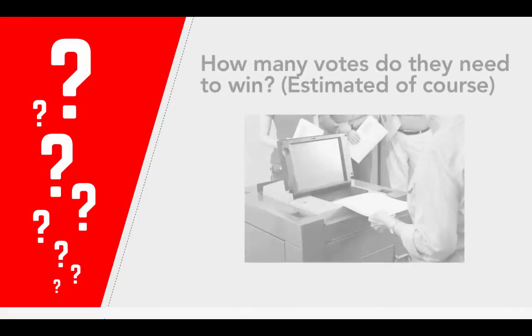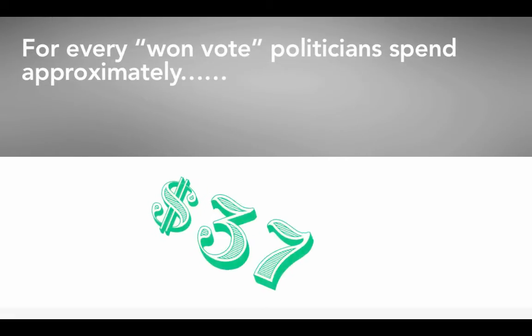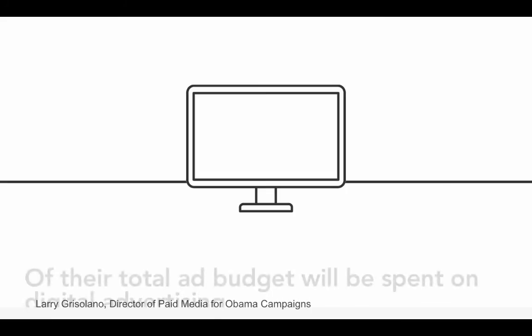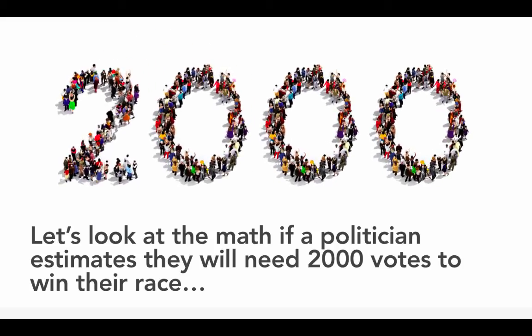Now, one of the most important questions you can ask these guys is how many votes they need to win the race. Remember, this is an estimation, but it really helps determine what your budgeting recommendation is going to be. Now, another key piece of information is that on average, politicians spend about $37 per one vote, and 25% of their total ad budget will be spent on digital. How do you make a budgeting recommendation?